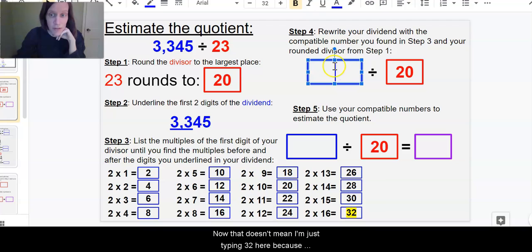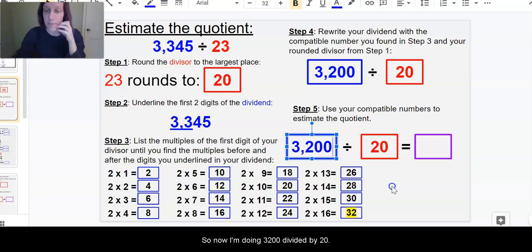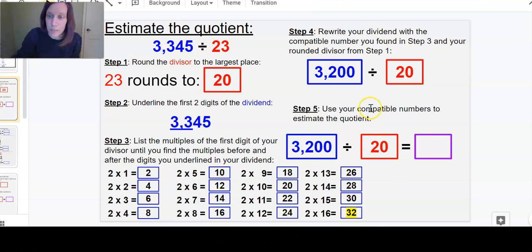Now that doesn't mean I'm just typing 32 here because remember, we're in our thousands and hundreds place. So I'm going to turn this from 3,300 or 3,345 into 3,200. So now I'm doing 3,200 divided by 20. Remember that since we have now multiples of 10 in both of them, we can get rid of one of those zeros.